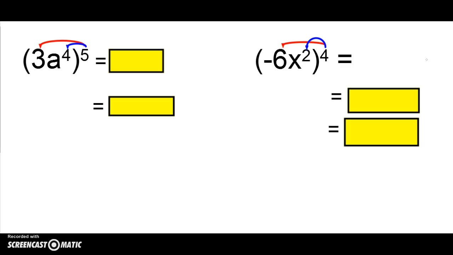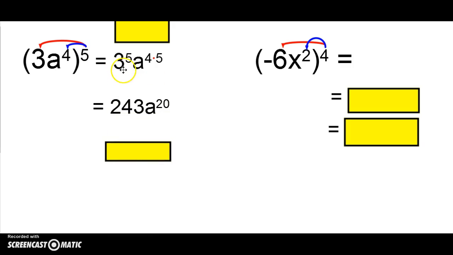All right. So sometimes in your lesson you'll have a coefficient there, and you'll have to keep in mind that the coefficient has to be raised to whatever exponent is outside the parentheses. So I like to draw colored arrows and say 3 has to be raised to the 5th power, and then a to the 4th raised to the 5th power. So we have 3 to the 5th times a to the 4 times 5, so we'd say that's a to the 20th. And then this time I multiplied it out, 3 times itself 5 times was 243, a to the 20th.